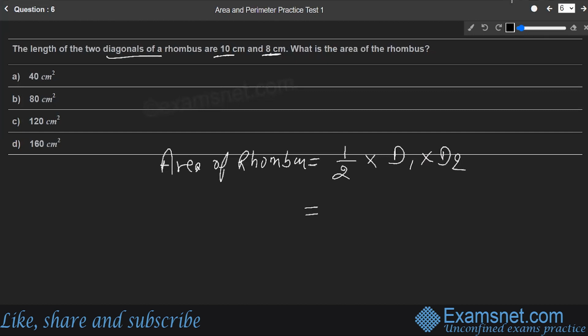So clearly we have been given the diagonal lengths, so the area of the rhombus can be easily calculated as half of 10 into 8, that is nothing but 40 centimeter square. That is the area of the rhombus. It is available in option number A itself, so that becomes the right answer.